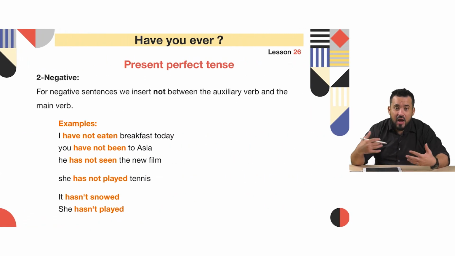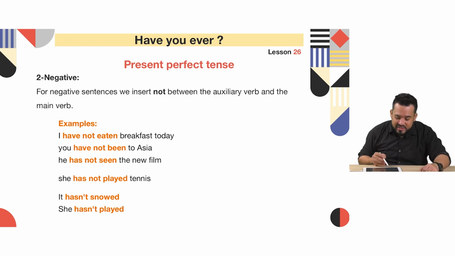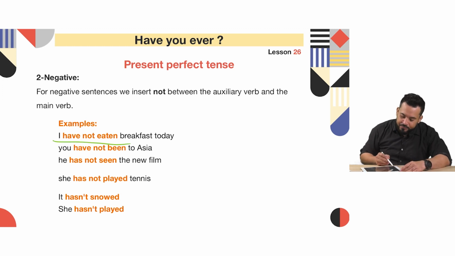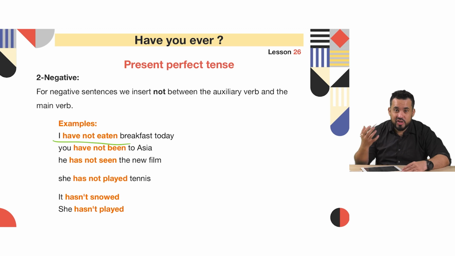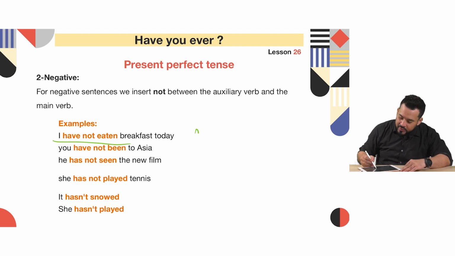Okay, now let's see how we make a negative sentence using the past participle. We basically just add not after the auxiliary. So instead if we say, I have eaten breakfast today, you say, I haven't eaten breakfast today. Have not, or you can use a contraction, haven't. Has not, you can use a contraction, hasn't. So, haven't or hasn't is a contraction.